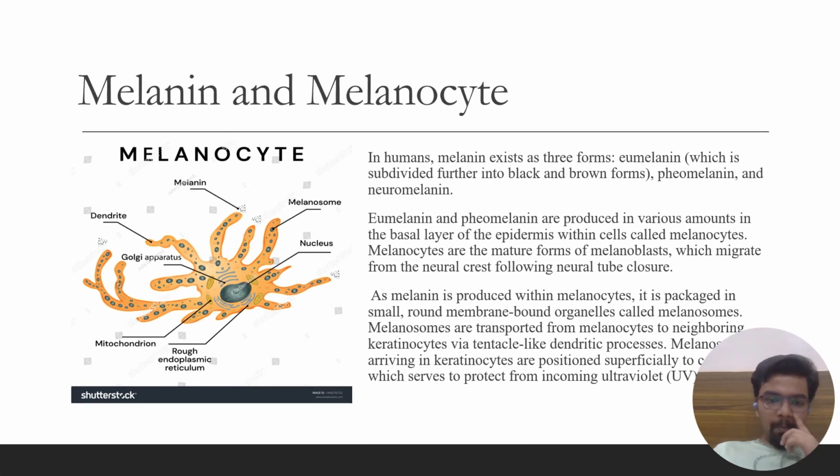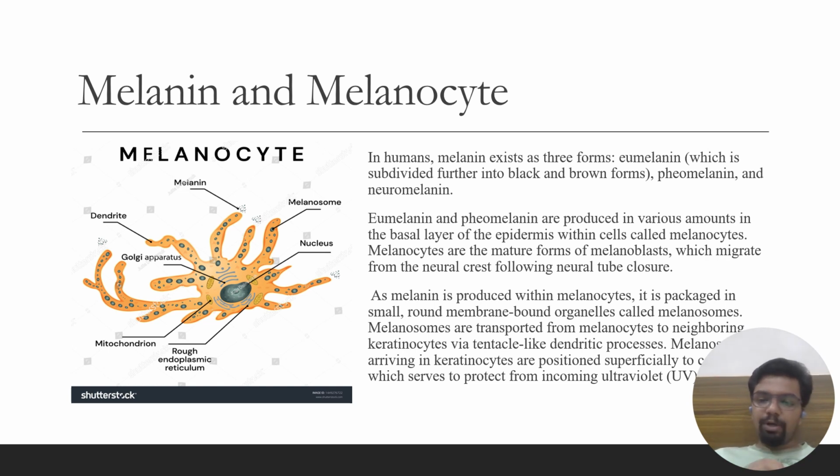So we will talk about melanin and melanocytes in this slide. The melanocyte is the cell which provides the hair its color. In humans, melanin exists in three forms: eumelanin, which can be subdivided further into black and brown, pheomelanin, and neuromelanin. Eumelanin and pheomelanin are produced in various amounts in the basal layer of the epidermis in cells called melanocytes. The melanocytes are mature forms of melanoblasts, which migrate from the neural crest following the neural tube closure.